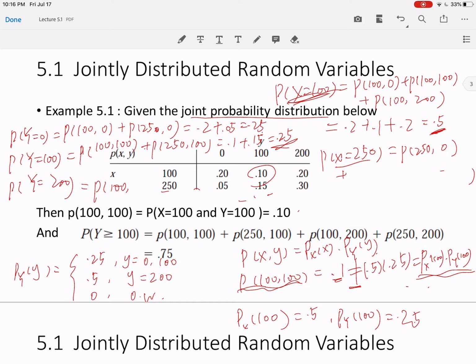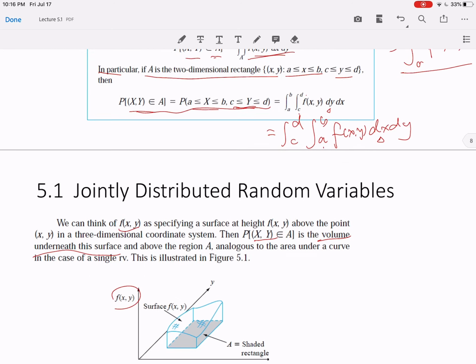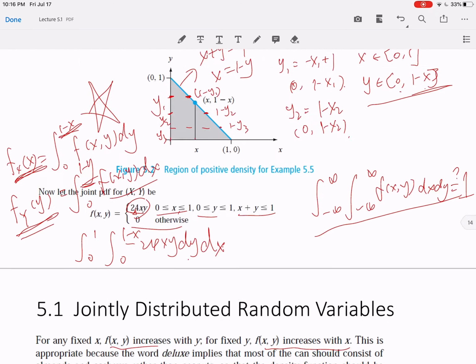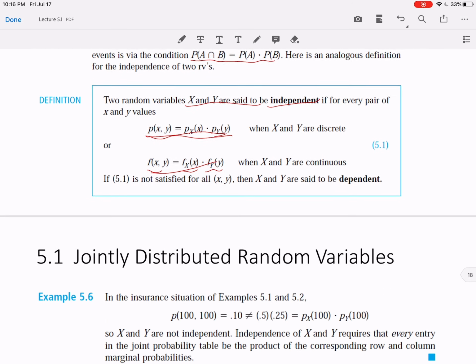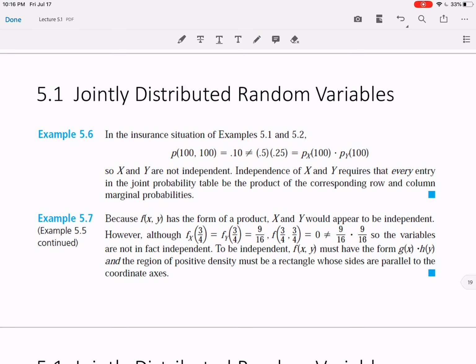And that's how we identify whether they are independent or not. Now let's get back to the notes. What I mentioned here is exactly the same as what we mentioned previously. P of (100, 100) is equal to 0.1, which is not equal to 0.5 times 0.25, the probability of X equal to 100 times the probability of Y equal to 100. So of course, in this case, X and Y are not independent.